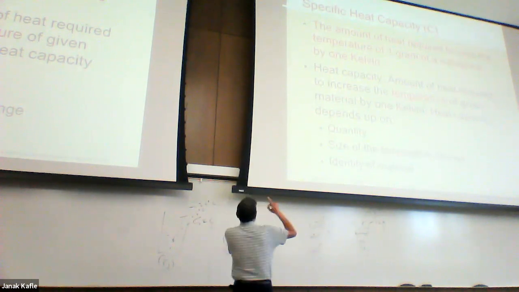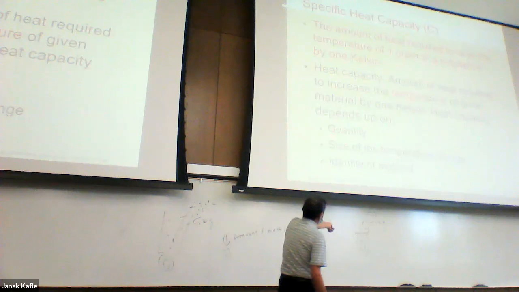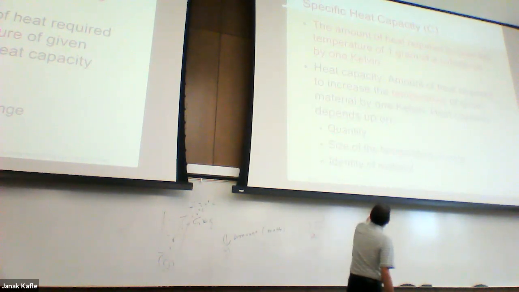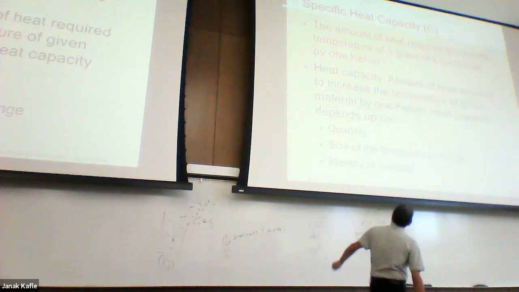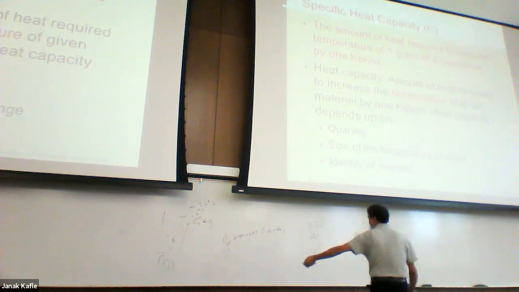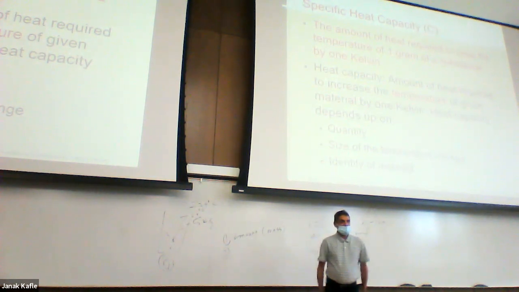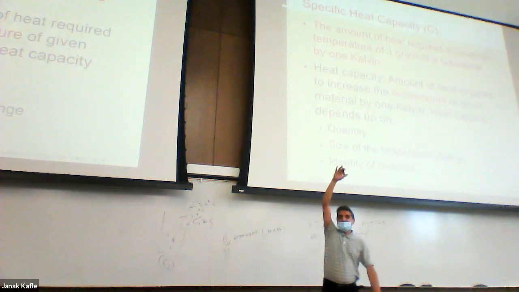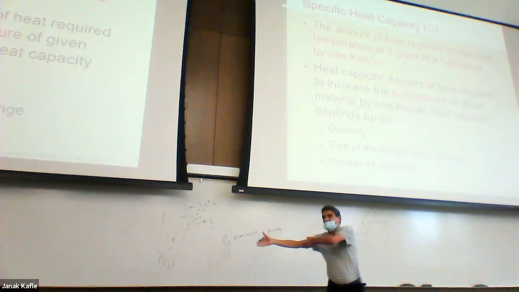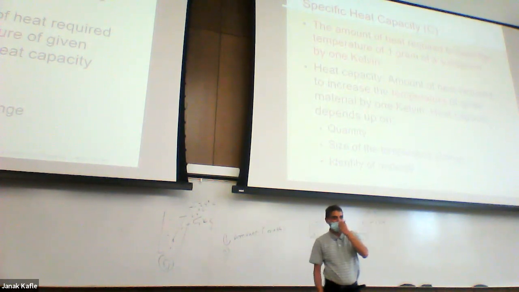So another one is the size of the temperature change, and the identity of the material. I really don't want to talk about this one. Our book is writing it there, but it's irrelevant because we are just talking about the 1 degree centigrade temperature increase, right? Make sense? If we have a large temperature increase, we need to heat a long time and it absorbs a large amount, right?